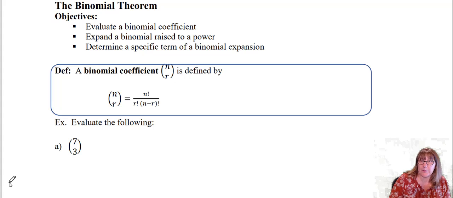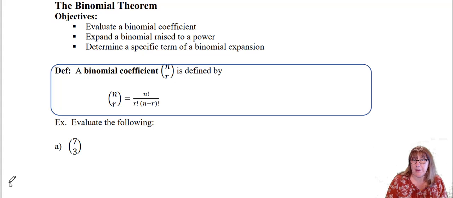One of the things you need to be able to do before you leave this semester is evaluate a binomial coefficient. You also need to be able to expand a binomial raised to a power and then determine a specific term of a binomial expression. Let's take a look how we're going to do it.